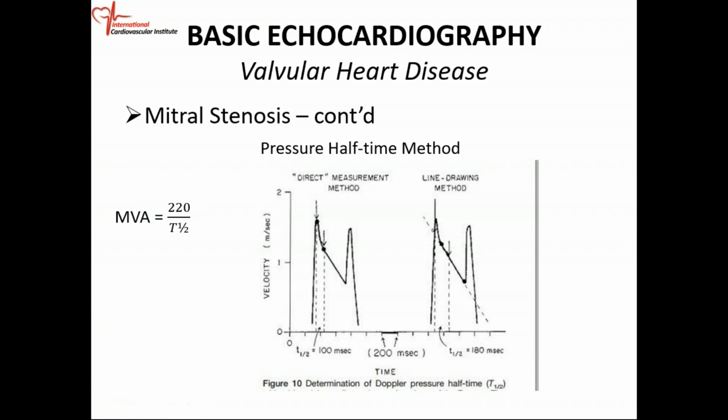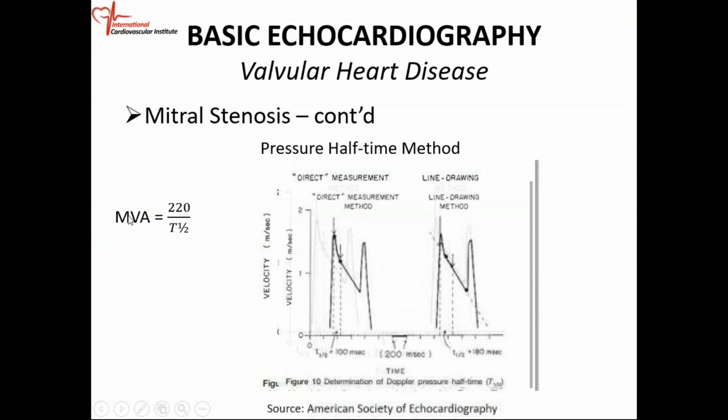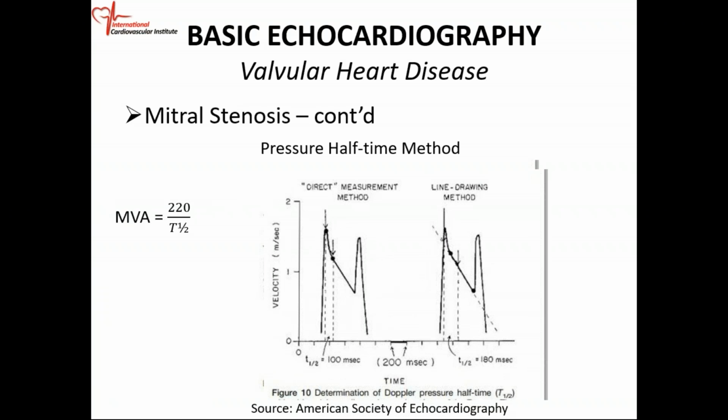A very important relationship is the relationship between deceleration time and pressure half time. Pressure half time is equal to 0.29 times the deceleration time. So if they give you the deceleration time, you can calculate the pressure half time and still use it in the formula to get the mitral valve area.